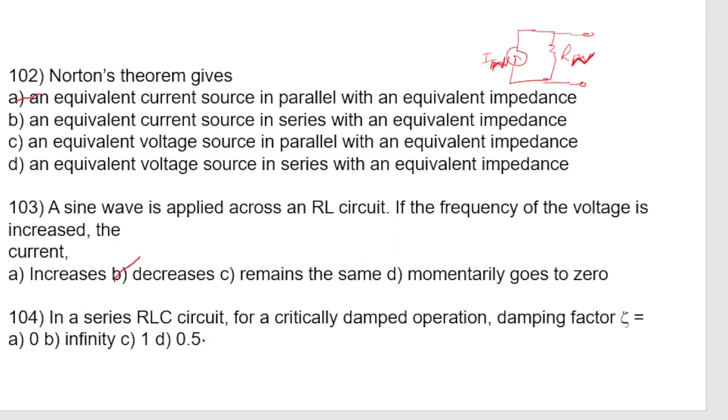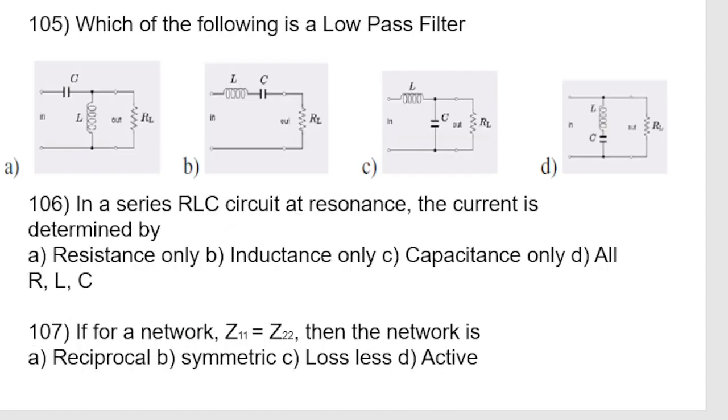In series RLC circuit, for critically damped operation, the damping factor zeta is 0, infinity, or 1. Dosto, it is asking critically damped, so zeta is 1. So it is asking again from RLC network theorem. Which of the following is low pass filter? Again from network. So basically this is not low pass filter, this is high pass filter.